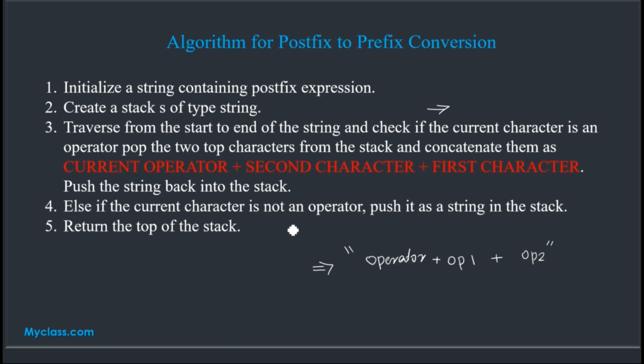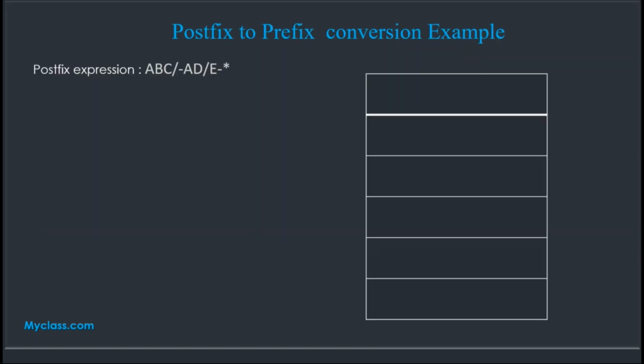Else, if the current character is not an operator, that is, it is an operand, push it as a string in the stack. Then after all the scanning, when we check the stack, only one element will remain, that is our prefix expression. Now we will discuss it with an example. Our postfix expression is A, B, C division, subtraction, A, D division, E subtraction and multiplication.